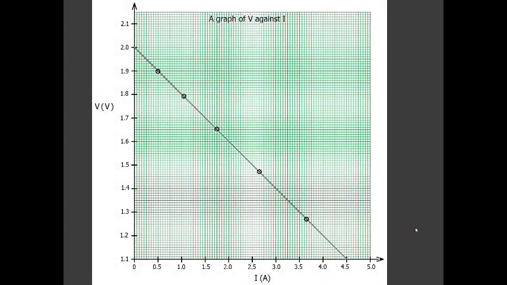Look at this graph. Please, you can pause and study it. Remember, Roman 1 requires you to get the EMF, and Roman 2 requires you to get the internal resistance.